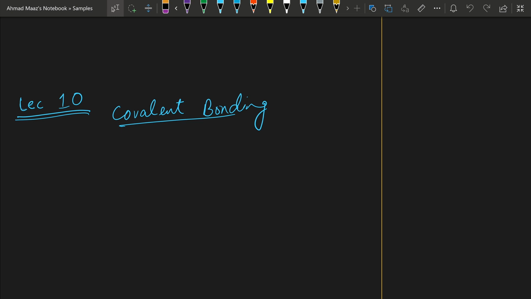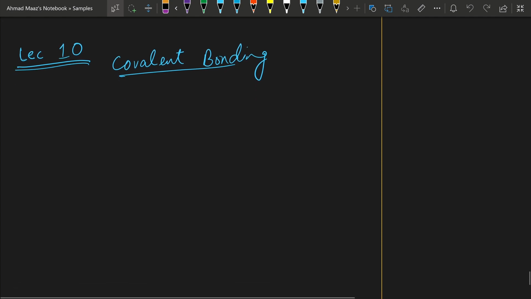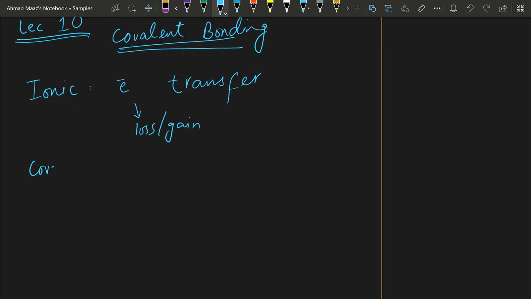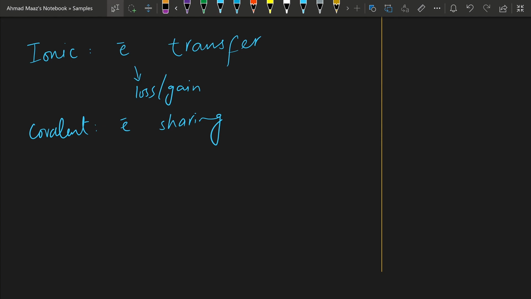All right, so let's start with covalent bonding. To differentiate between ionic bonding and covalent bonding: ionic bonding is when electron transfer takes place, or when electron loss or gain happens, whereas in covalent bonding, what actually happens is that electrons are shared. Electron sharing occurs between two atoms. How does that happen? Let's see.